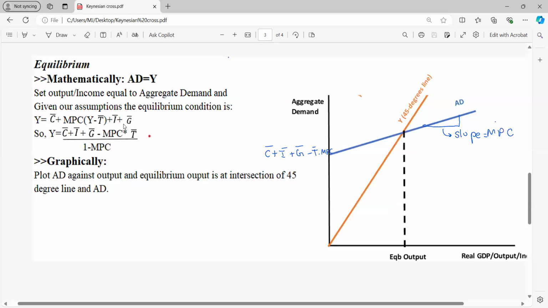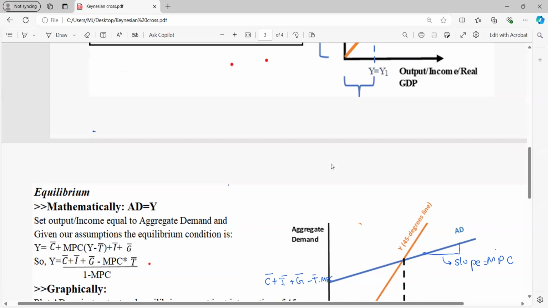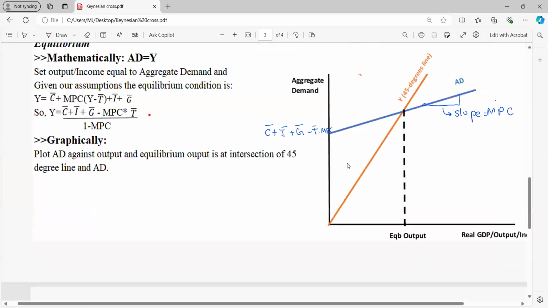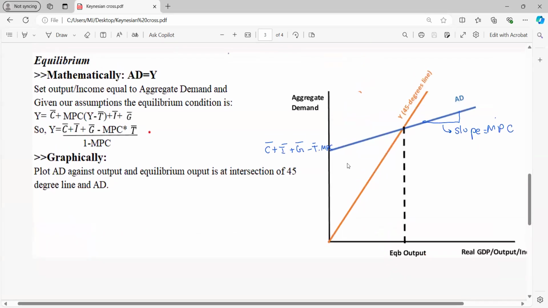Now, graphically, if you want to look at the Keynesian cross, on the vertical axis we take aggregate demand. On the horizontal axis, we take real GDP, or output. Here, we first plot our aggregate demand line, where we have a slope equal to MPC, and the vertical intercept is C bar plus I bar plus G bar minus T bar into MPC. This again comes from the assumptions that we made, where we can look at this expression over here. From here, we can rewrite it in slope-intercept form, and we can see that C bar plus I bar plus G bar minus MPC T bar is the vertical intercept, and MPC is our slope. Now, this is the aggregate demand equation.